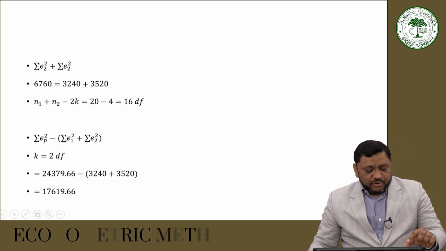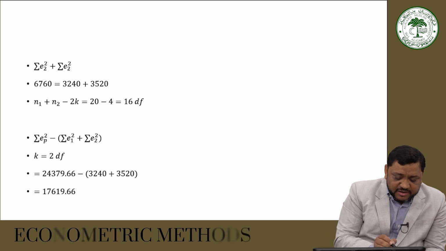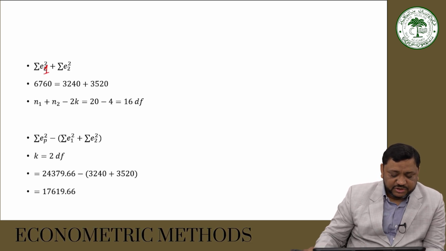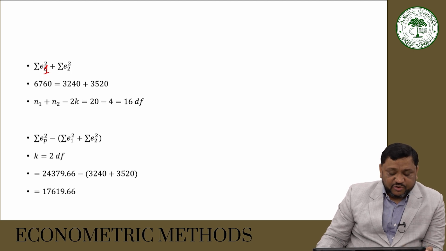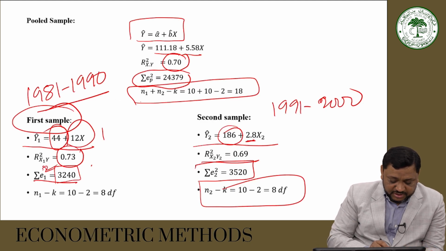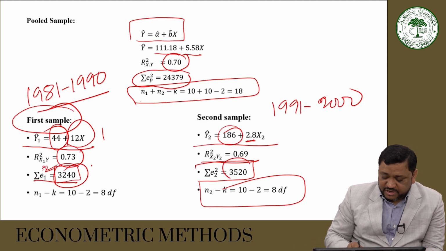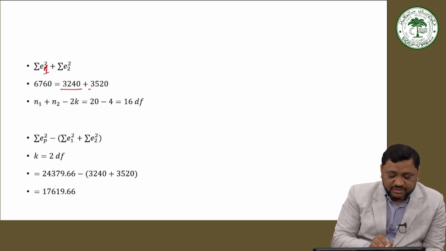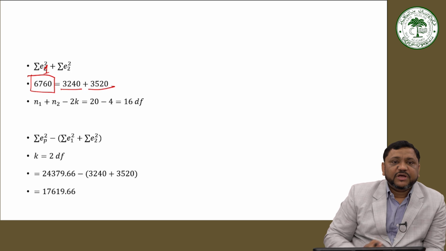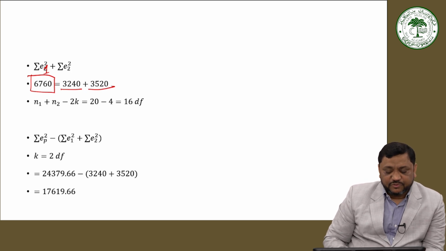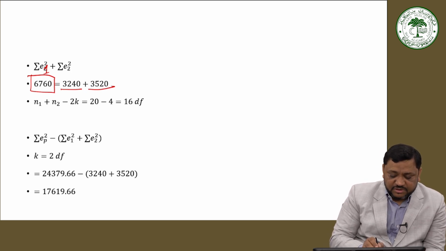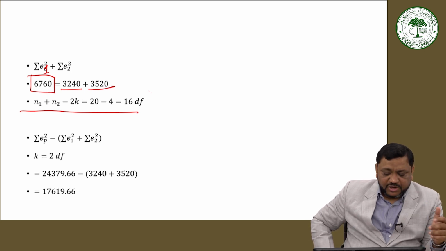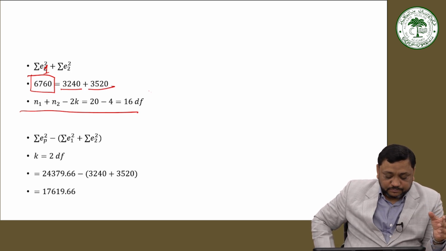Now we can add, and please note this correction, summation e1 square and summation e2 square: 3240 and 3520, is equal to 6760. And this is at these degrees of freedom, n1 plus n2 minus 2k, so that is equal to 16.